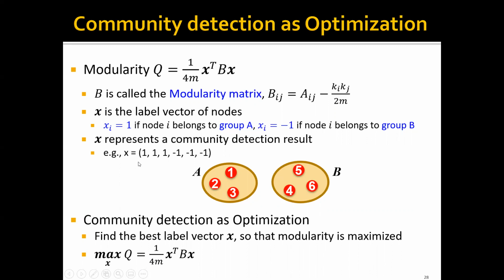For example, if x equals one, one, one, minus one, minus one, minus one, then it represents a community detection result as follows, where nodes 1, 2, 3 are in the same community, group A, and 4, 5, 6 are in another community, group B. So now with this equation, we can rewrite and formulate the community detection problem as an optimization problem, where we try to find the best label vector x such that the modularity is maximized. Basically, it can be written into this equation: we're trying to find the vector x that maximizes Q, where Q equals this equation.